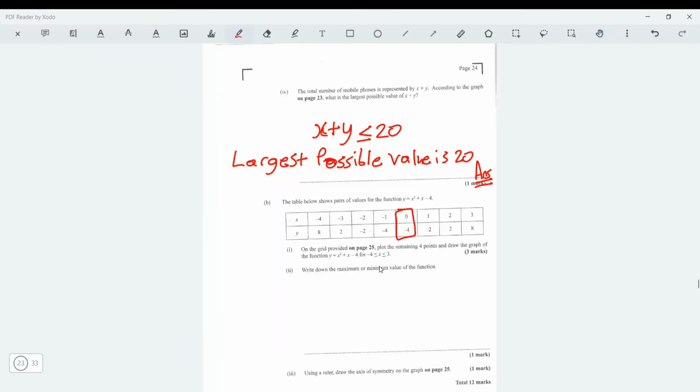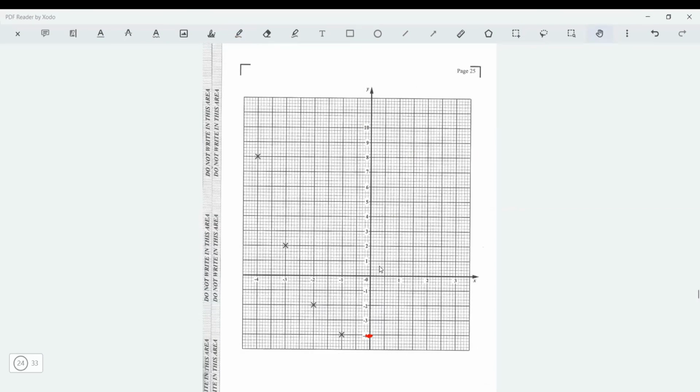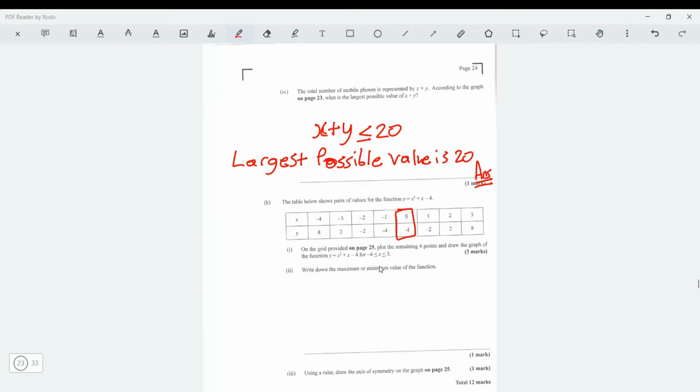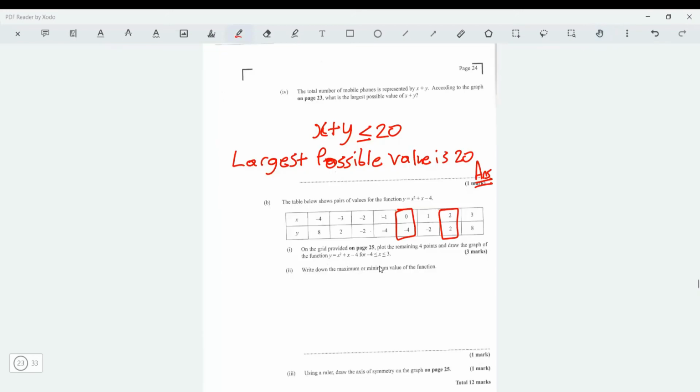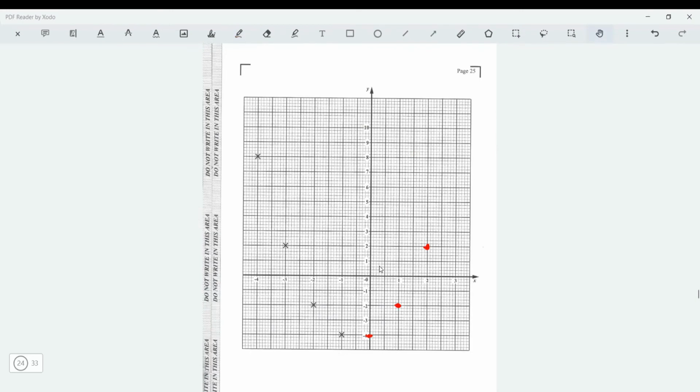When x is 1, y is -2. When x is 2, y is 2. When x is 3, y is 8. That's right here.